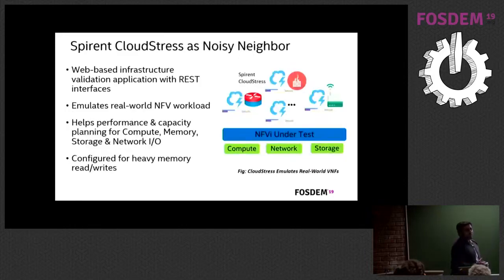In our case, we used Spirent Cloud Stress as a noisy neighbor. The noisy neighbor in this example does a lot of cache thrashing, a lot of reads and writes. Spirent Cloud Stress is a nice web-based infrastructure. You can deploy it as a VM and configure it to emulate a certain set of workloads. In this case, you configured it to have a lot of memory reads and writes. You can tune it to perform as a firewall or a router, so it depends on how you tune it. It can stress your compute, memory or storage.